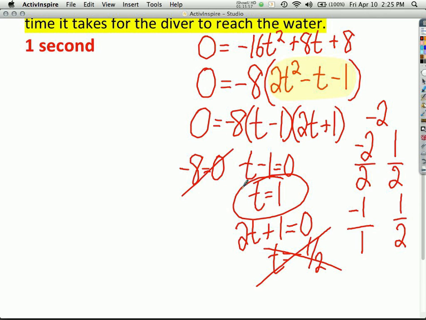Any comments or questions about any of this? Any concerns of any kind? All right.